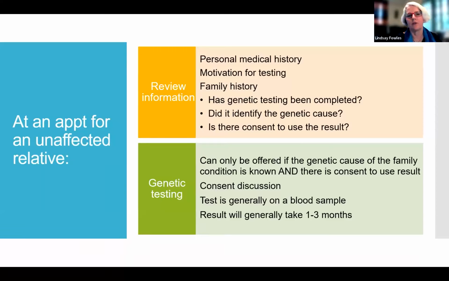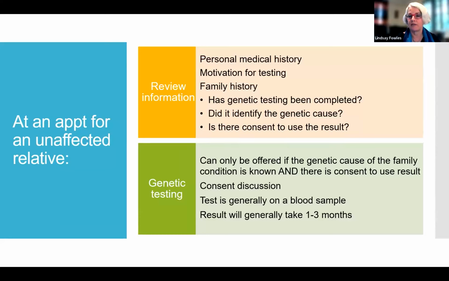If you're an unaffected person who's attending for an appointment and you want to know if you might develop the family condition, we'll go over that family history information. Has someone in the family already had genetic testing? Has the genetic cause for the family condition been identified? And this is what I've just referred to. Is there consent to use that result?